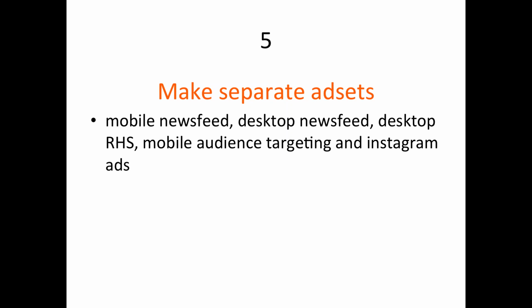So my advice here, the fifth point in how to improve your Facebook advertisement conversion, is always create separate ad sets. You can have one campaign, but under that campaign, make sure you have a different ad set for mobile newsfeed, a different ad set for desktop, a different ad set for desktop RHS, mobile, and Instagram ads. So you should always create and optimize them separately.